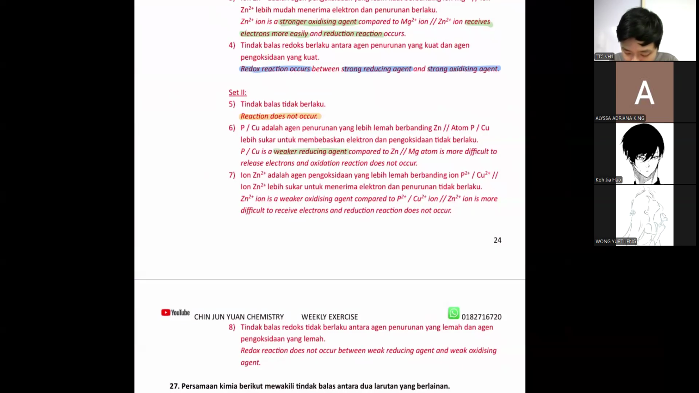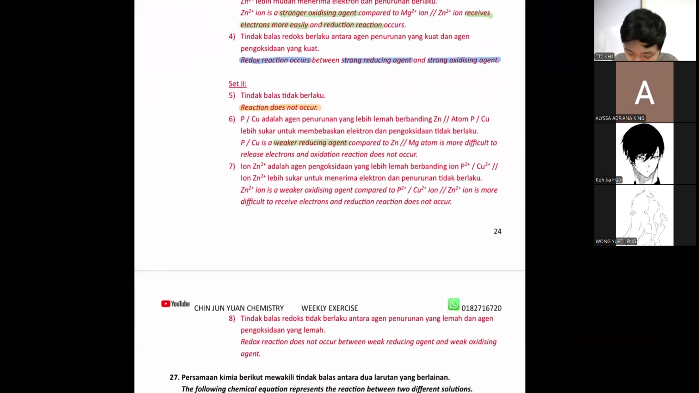I think the answer got it wrong. I'm so sorry. Here, it's not Mg, sorry. P atom, you can say copper atom. Sorry, I was supposed to type P atom or Cu atom.